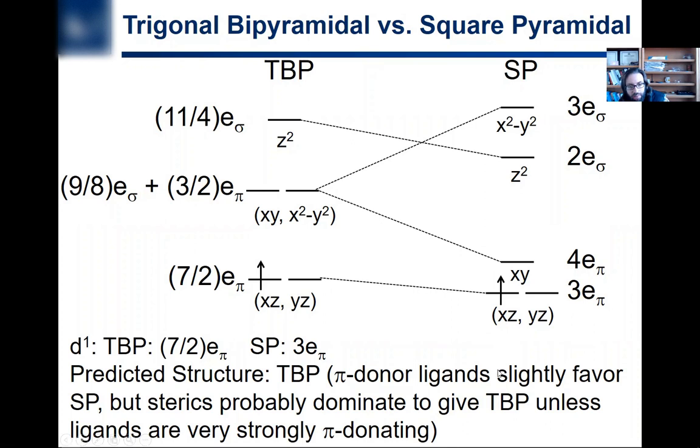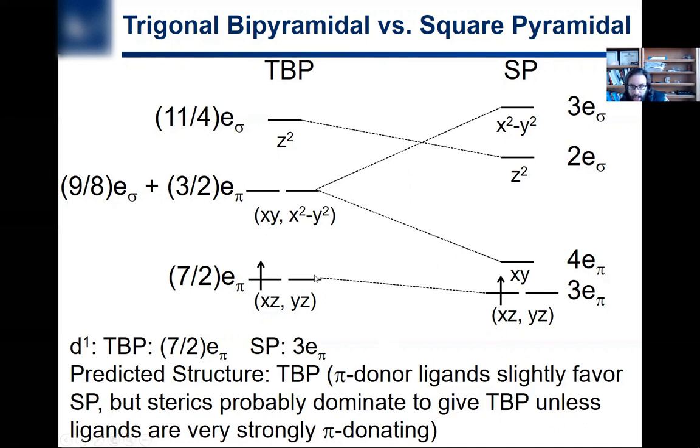And so if you have a really strong pi donating ligand, i.e. you have a really high positive value of e pi, our prediction is that we will favor square pyramidal. But otherwise, sterics are probably going to dominate and you're going to be TBP. So when you're in a close situation like this, usually it's going to be TBP, unless you have a really strong type of ligand on one extreme that can shift things the other way.